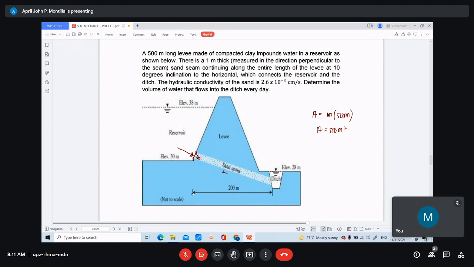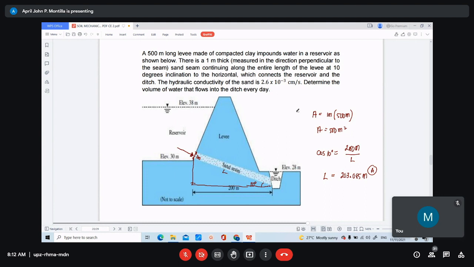Hindi pa binigay. Dahil ang binigay dito, horizontal distance between the reservoir and the ditch. Pero, yung sand seam merong inclination. With respect to the horizontal, 10 degrees. So, we can use trigonometric functions of right triangles. May angle, may adjacent side, may hypotenuse. Cosine function. Cosine of 10 equivalent to 200 divided by the length. What is the length of flow? 203.085 meters. Store the value as A para hindi tayo nag-round off. You have now the length of flow.